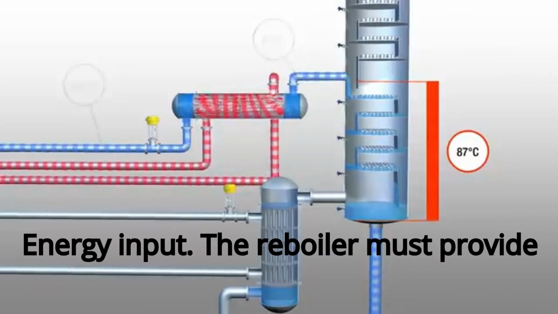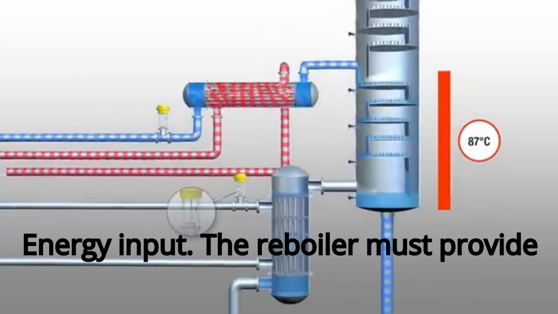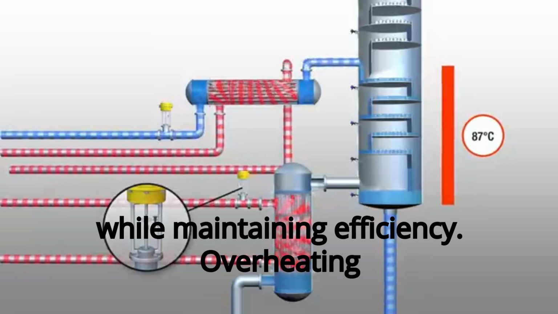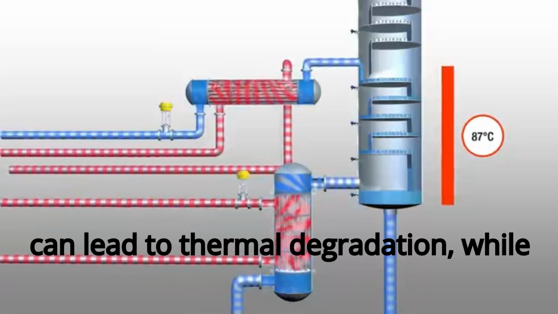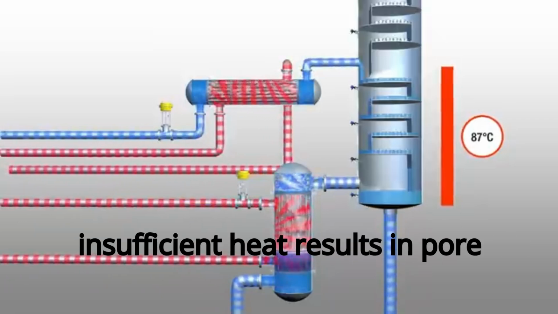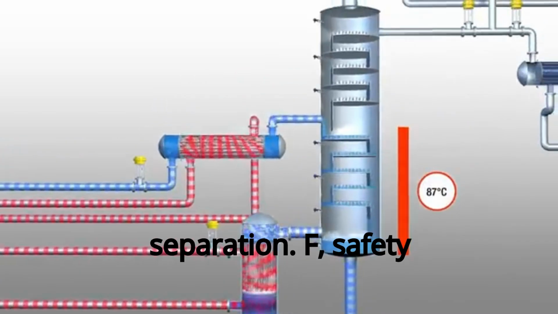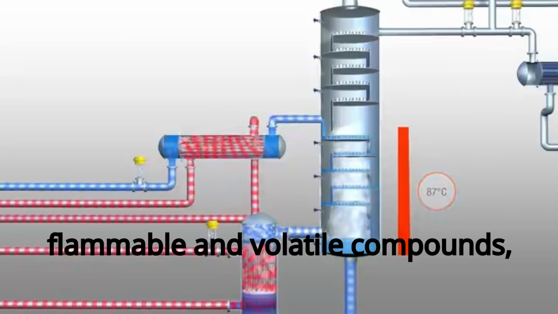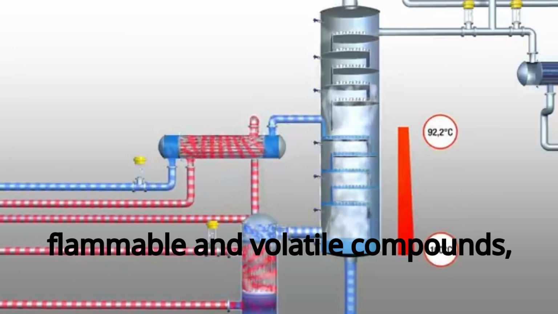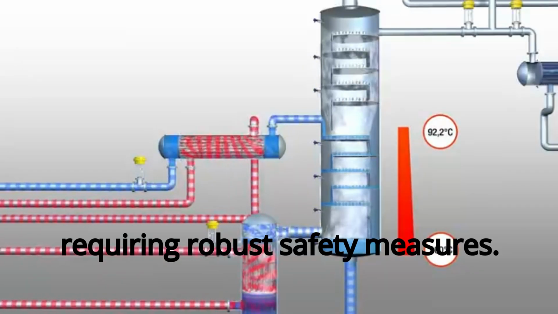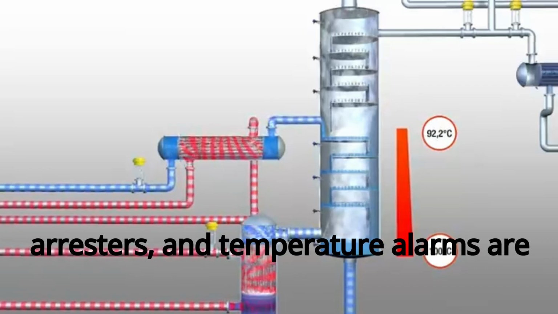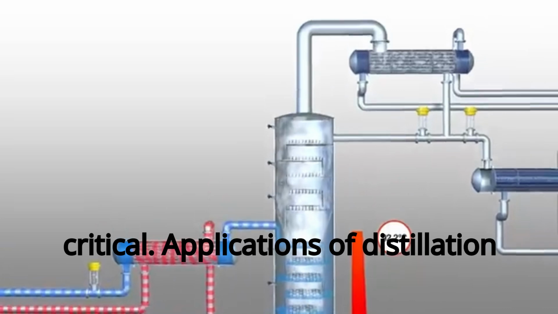E. Energy input. The reboiler must provide sufficient heat to vaporize the liquid while maintaining efficiency. Overheating can lead to thermal degradation, while insufficient heat results in poor separation. F. Safety considerations. Columns handle flammable and volatile compounds, requiring robust safety measures. Overpressure relief systems, flame arresters, and temperature alarms are critical.